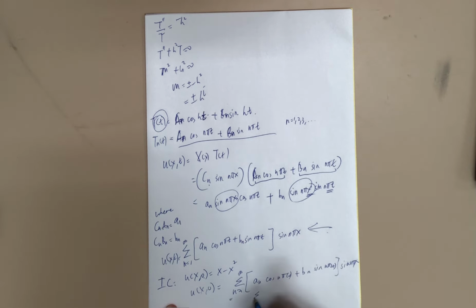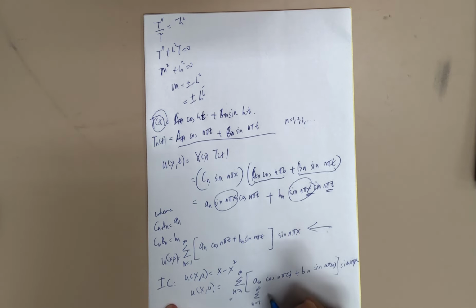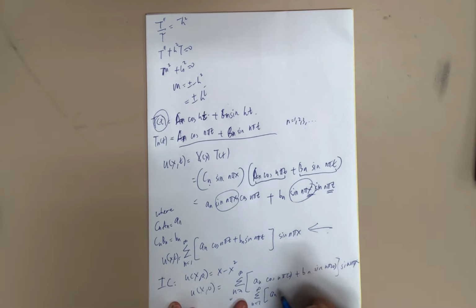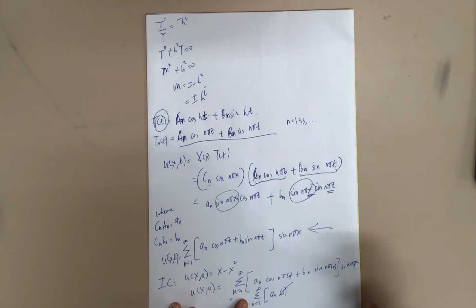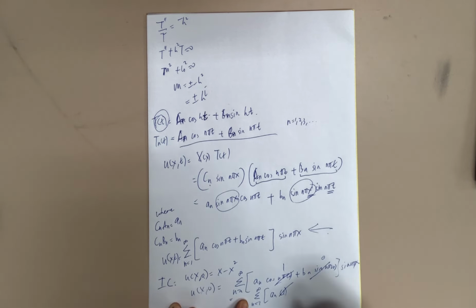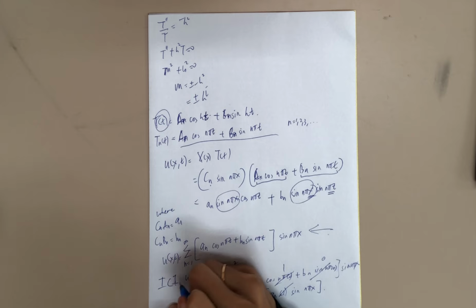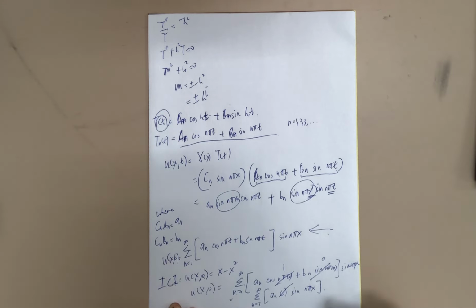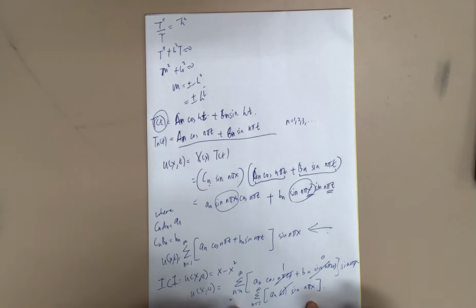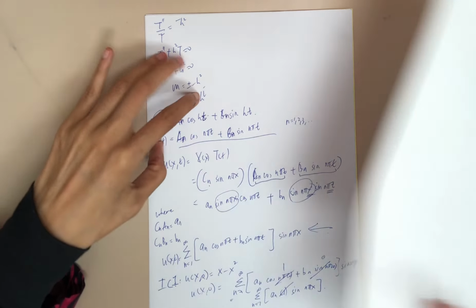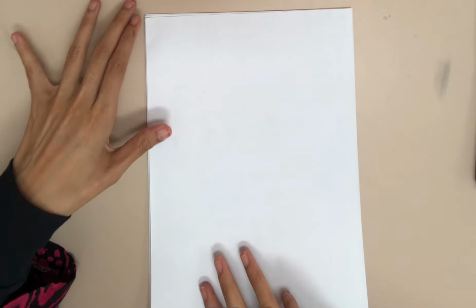So simplify. You are left with an times 1, since cos 0 is 1, and the bn sin 0 term vanishes. So you are just left with an sin n pi x. So this is the first IC. Class, you have two ICs, two initial conditions, and this is the first one. So we want to solve this one first. You need to find your an first.